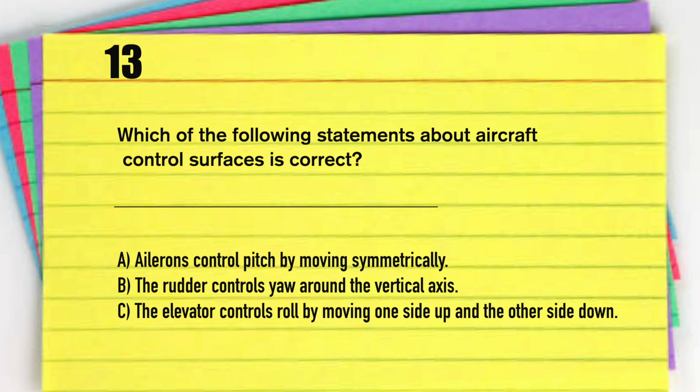Number 13, which of the following statements about aircraft control surfaces is correct? A, the ailerons control pitch by moving symmetrically. B, the rudder controls yaw around the vertical axis. Or C, the elevator controls roll by moving one side up and the other side down.